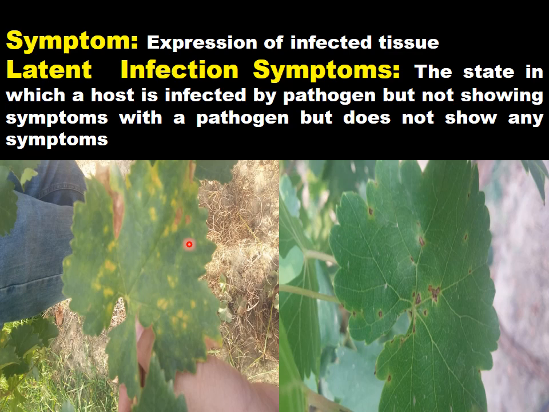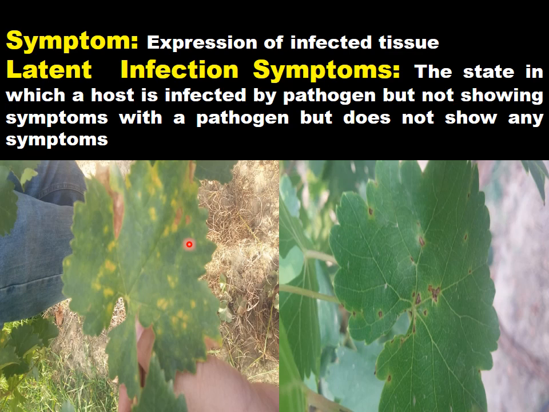In some diseases, the symptoms appear after 2 to 3 days, and in some diseases, they take a week or 2 weeks to appear. Those symptoms which take even much longer, for example, in the case of a few viruses, take 2 to 3 years to appear. Such symptoms are known as latent symptoms, and the infection which produces such symptoms is known as latent infection. But this only happens in the case of viruses.